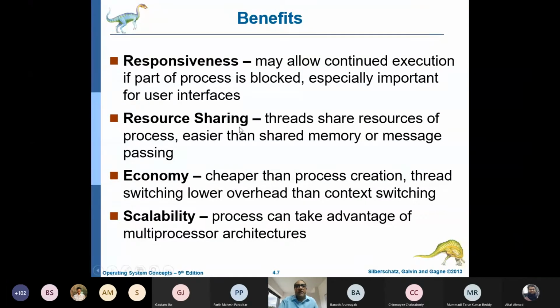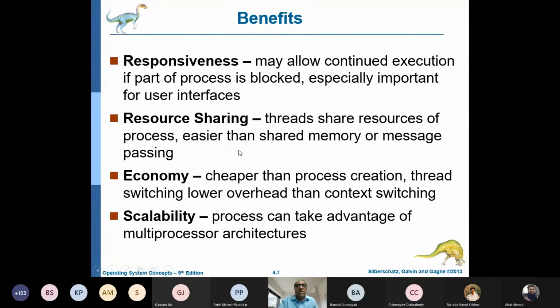And then the resource sharing. Here, as I already mentioned, in the case of threads the resource sharing is much simpler in a multi-threaded process, because you have multiple threads and all these threads are part of a process. So whatever the process resources are, like the code segment, data segment, and so on, all these threads can freely access those resources.